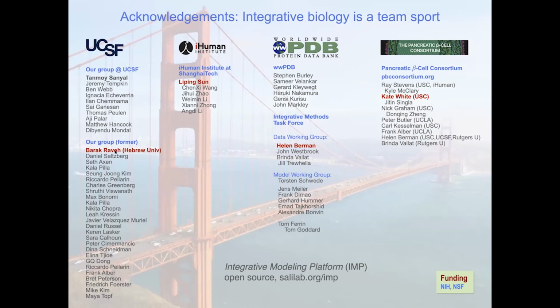I'd like to highlight Barak Ravich, a key postdoc in our group, who's now a group leader at Hebrew University, who was absolutely instrumental in this effort, as well as Liping Sun, who is at the iHuman Institute at ShanghaiTech, let's say, associated group, who was also extremely key in all of this, and Kate White, who is a key person in the Beta Cell Consortium, keeping us honest, and on the biology side, very much so.